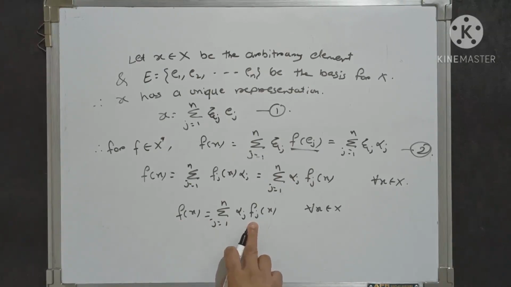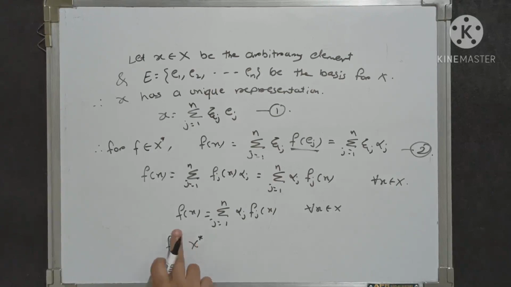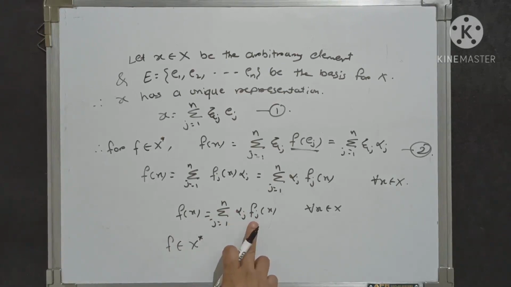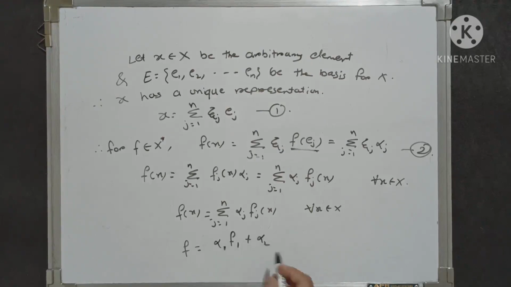Therefore here we say that the unique representation of the arbitrary linear functional f, because here we are taking f belongs to X star to be any arbitrary element of X star, and this arbitrary element has a unique representation on capital X. As f belongs to X star is arbitrary, it means that every element of X star has a unique representation in terms of the functionals f1, f2 up to fn, and that representation is written in the form f equals alpha 1 f1 plus alpha 2 f2 up to so on plus alpha n fn.